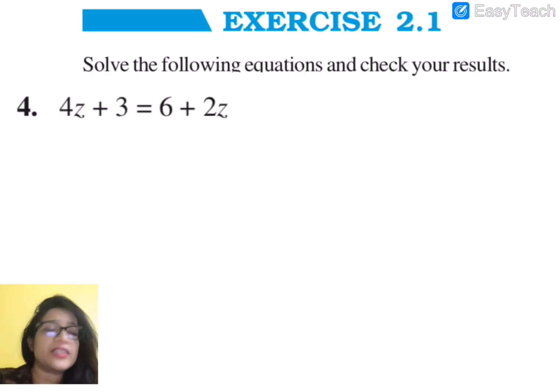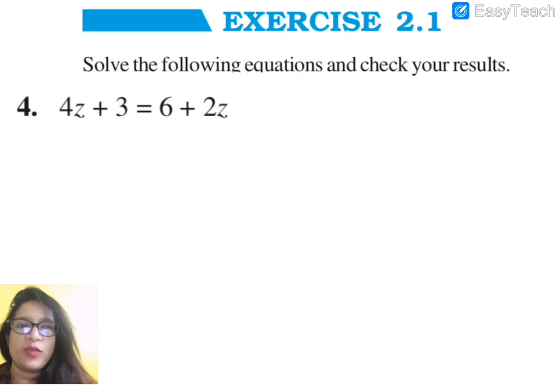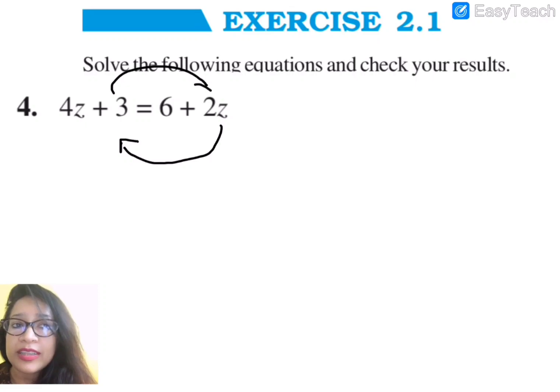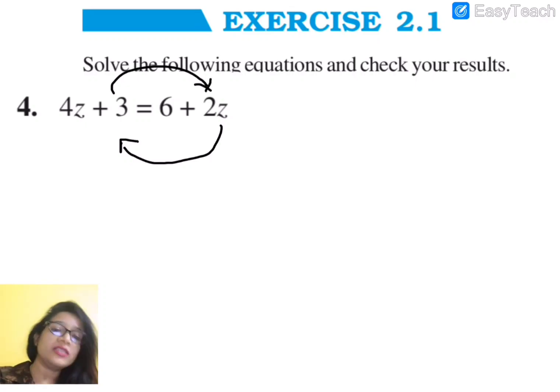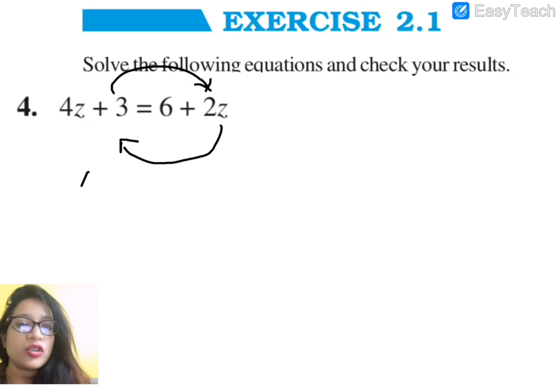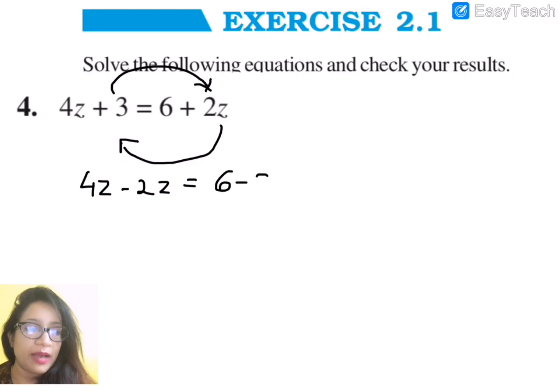4z plus 3 is equal to 6 plus 2z. So what we need to do, I hope now you might have understood the trick very well. You will bring this 2z on this side and you will bring this number on this side. Variables on the same side, numbers on the other side. So it will be 4z minus 2z is equal to 6 minus 3.